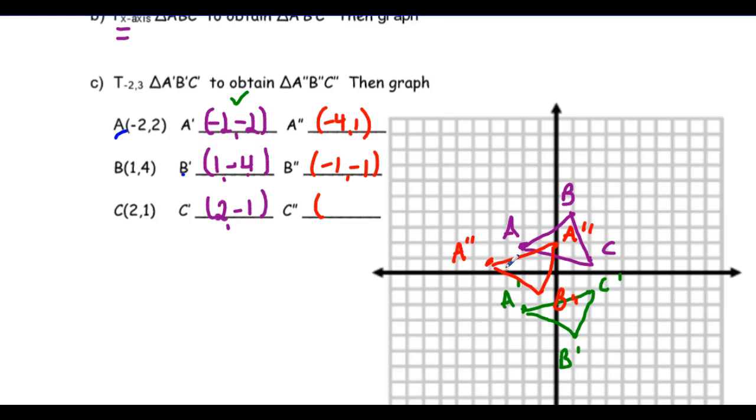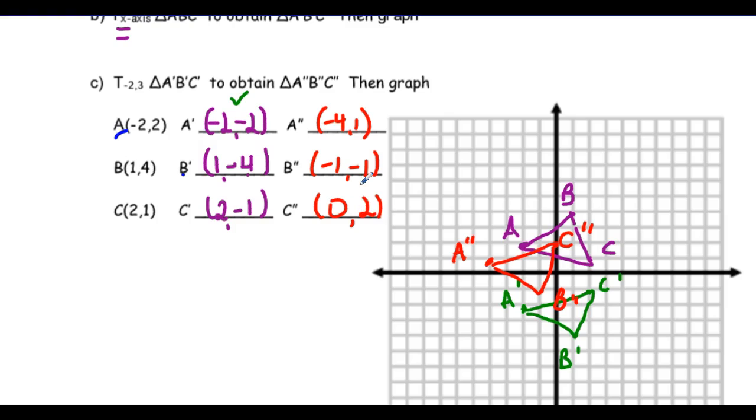Did I mark these right? I think I lost track of who was who. This was A double prime. Oh, this one was C double prime, wasn't it? Silly me. I'm going to have to fix that. Quick fix. I realized that I had 2 A's. Let's go back and fix that one, the red one. So this guy is C double prime. Okay. So C double prime is 0, 2.